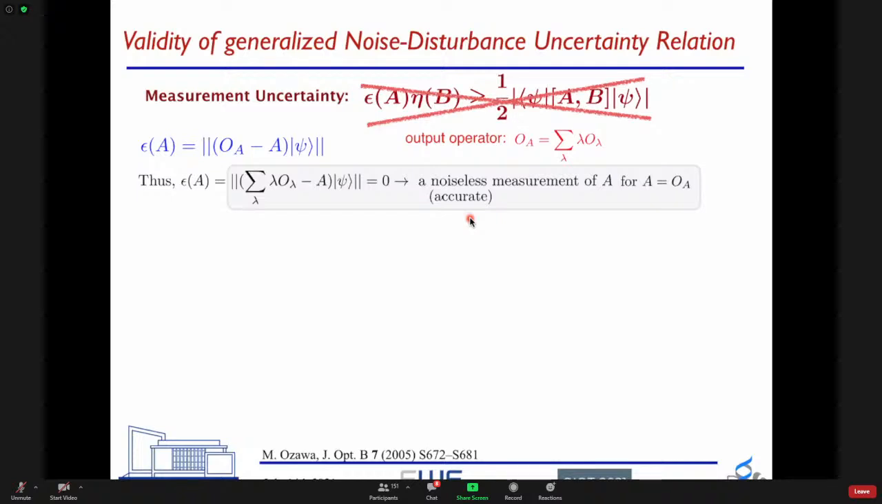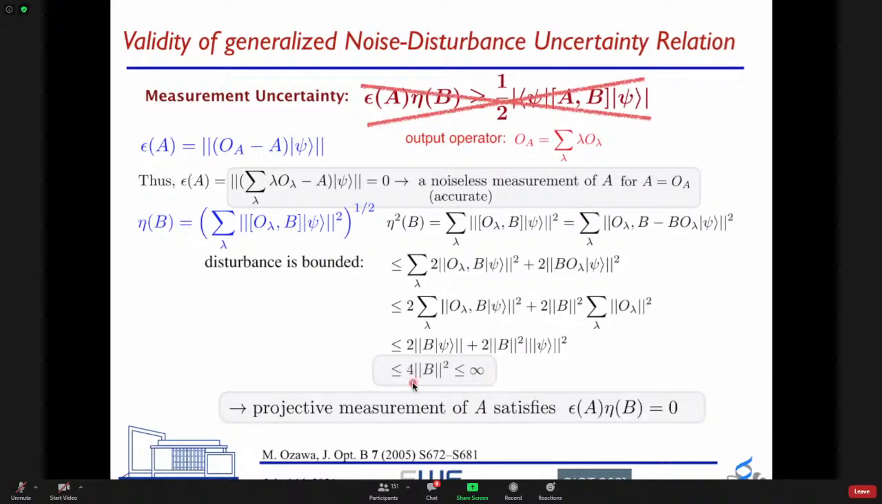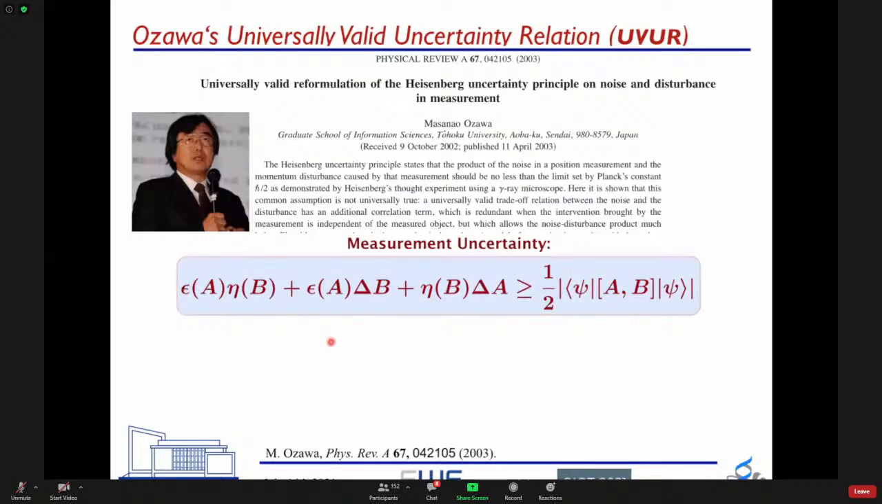Because if we go now back to projective measurements, for instance, a simple spin measurement, and if we plug in our definition of the error, we immediately see that in case that A equals OA, this will be 0. So in that case, we would have a so-called noiseless or accurate measurement. And for discrete systems, we immediately see that the disturbance is bounded, so it's less than infinity. So we see that projective measurements of A are able to satisfy that error times disturbance are 0. So this is a very simple example that shows us that the straightforward generalization of Robertson preparation uncertainty to a measurement uncertainty is not correct.